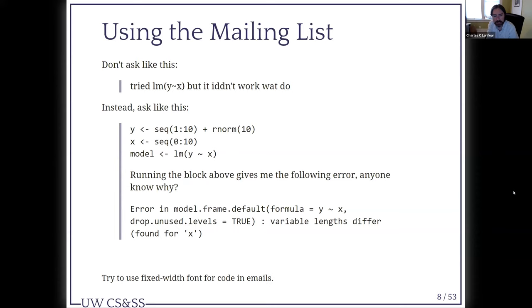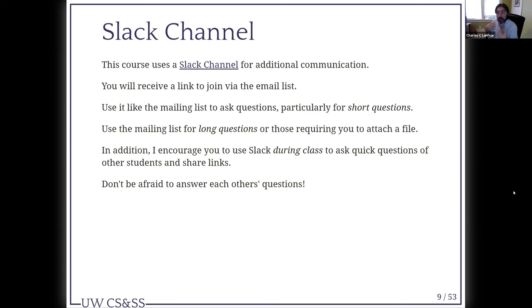Okay, so the next way to get help is the Slack channel. This course uses a Slack channel for additional communication. This is basically a chat system that is typically associated with software developers. It's a task-oriented working chat system. You can use it like the mailing list to ask questions, but it's best for asking short questions. If you have a big, long question, a lot of code, or have to attach a file, I recommend doing it via email. If you have a quick thing, like this isn't working, here's the error message, or how do I do something, or what does this function do, shoot it into Slack, and that's fine.